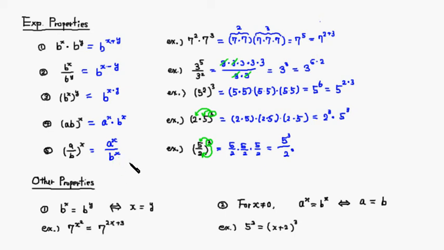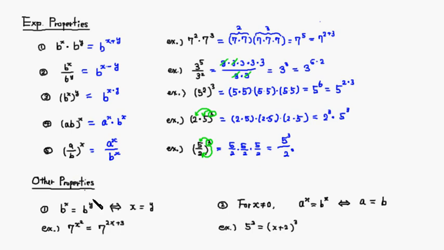There are a couple other properties which are useful when it comes to solving equations involving exponential functions. Let's look at those properties. It says that if you have the same base, b to the x is equal to b to the y, so if the bases are the same and the whole quantities are the same, then the powers must be the same.